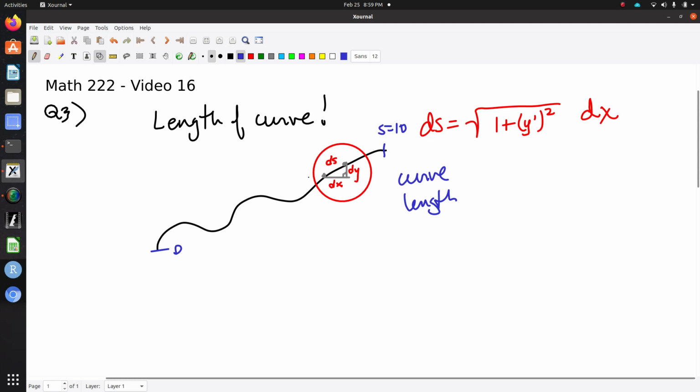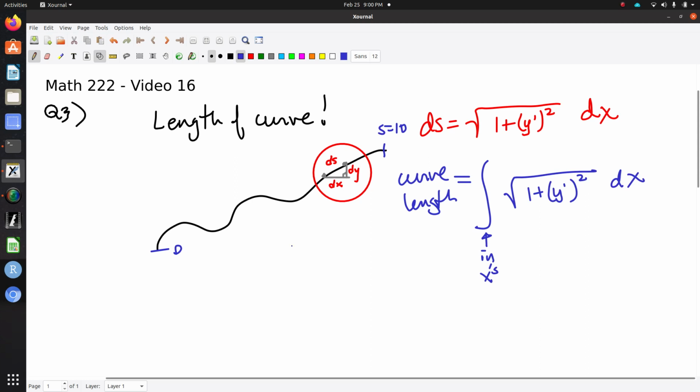Okay, the total curve length is going to be the integral from t start to t end, and that's going to be, I'm very sorry, we're going to do that in the next problem. This is in x's. Okay, so it's going to be the integral of the square root of 1 plus y prime squared dx.